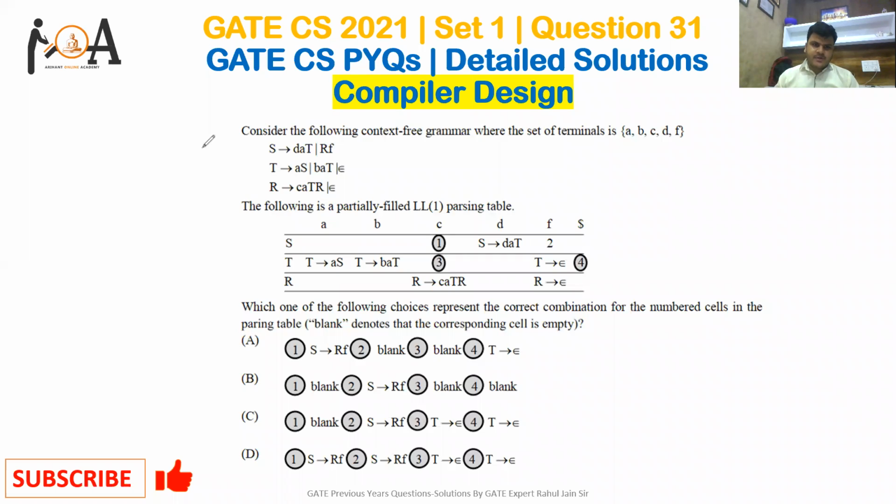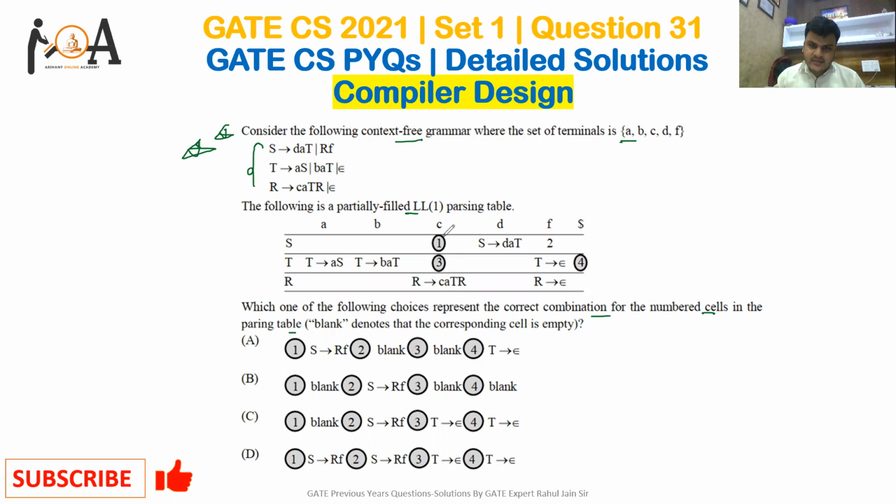So, very important question, guys. Consider the following context-free grammar where the set of terminals is a, b, c, d, and f. And here is the context-free grammar given to us. The following is a partially filled LL(1) parsing table. Now, which one of the following choices represents the correct combination for the numbered cells in the parsing table?